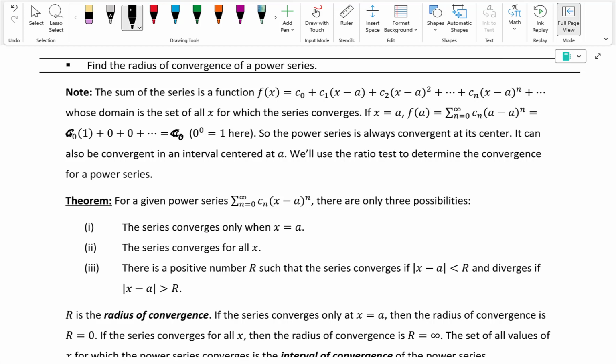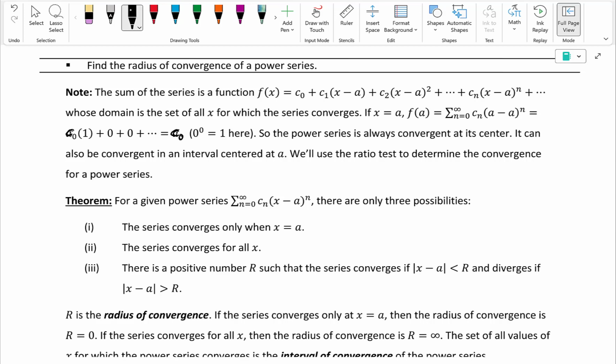All right, the theorem gives us our three possibilities. For a given power series, summation n equals 0 to infinity of c sub n times quantity x minus a to the n, there are only three possibilities. Either the series converges only when x equals a, so only at its center. Or the series converges for all x, in which case we'd say the radius is infinite.